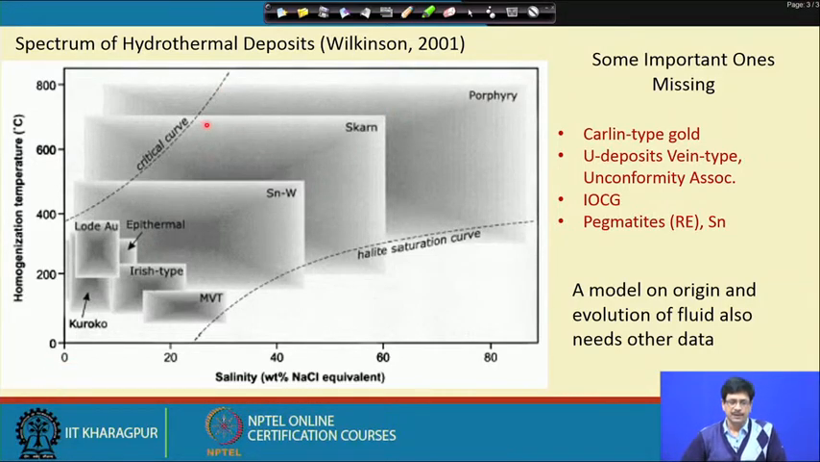This diagram is a composite diagram of temperature versus salinity in weight % NaCl equivalent, as shown here, delineating the fields of some important hydrothermal ore deposits: porphyry copper deposits, the skarn deposits, which are essentially the tin tungsten deposits. Porphyry copper are the copper, molybdenum and gold. There are some pegmatite related tin tungsten deposits.